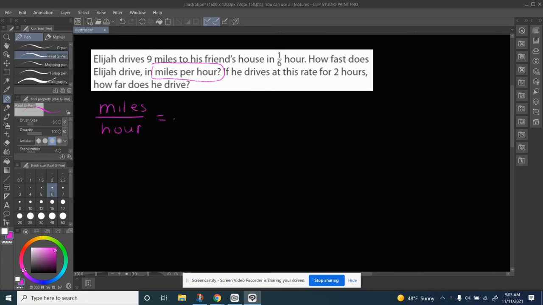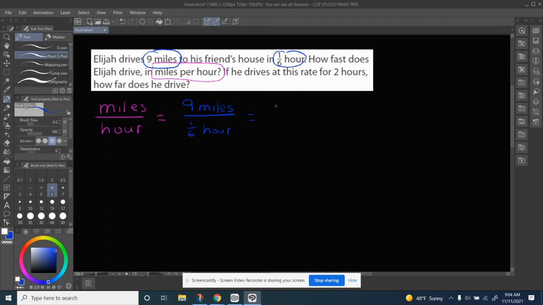So when we want to find this unit rate, how fast is he going miles per hour? Let's go back into the problem and let's look for some clues. So the first clue I see here is 9 miles. So I can say that he travels 9 miles, and he does that in 1/6 of an hour. So when I get this type of a problem, this just becomes a division problem.